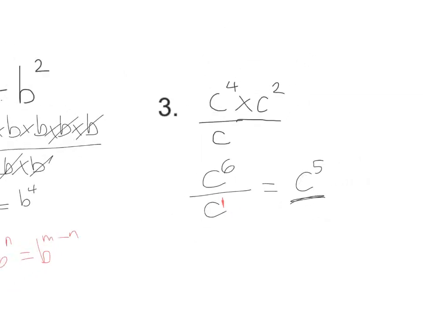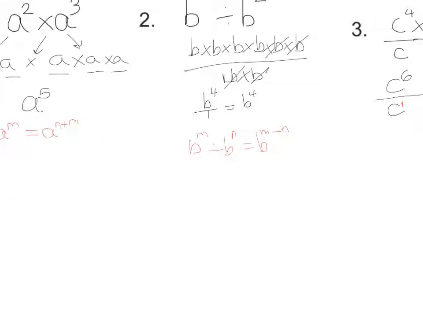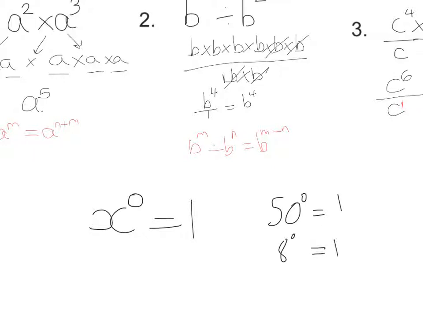One final thing on my index laws is this. If I have any number, x, and it's to the power of 0, that is always 1. So 50 to the power of 0 is 1, 8 to the power of 0 is 1, m to the power of 0 is 1, 999 to the power of 0 is 1. If you'd like to see why that is, then you can watch the video I'm going to make on that, but otherwise you can just learn that any number to the power of 0 is always 1.